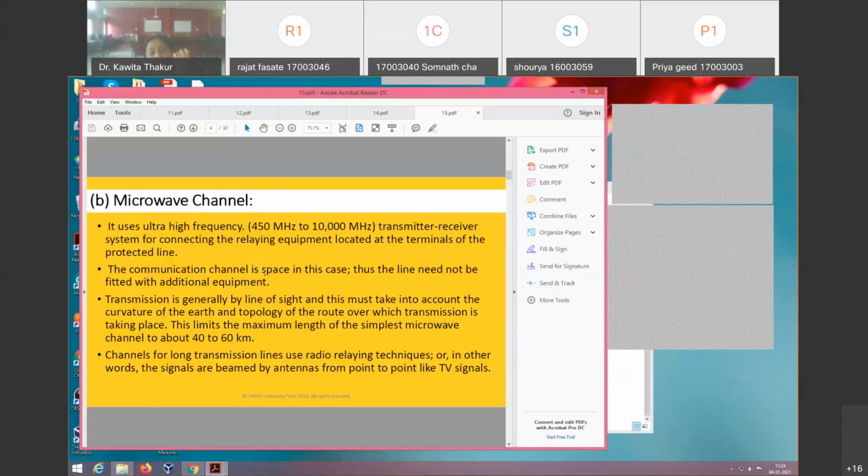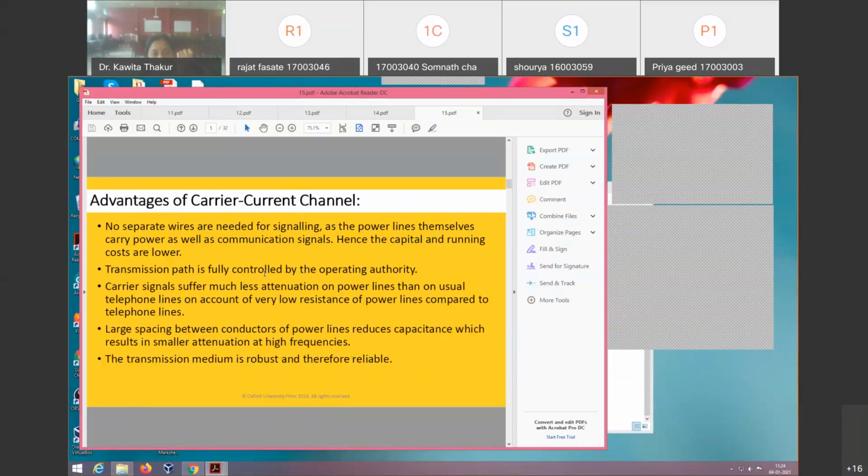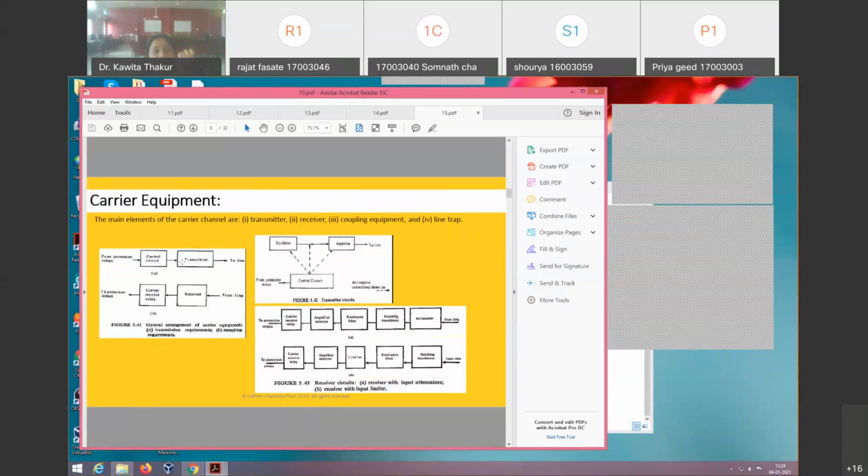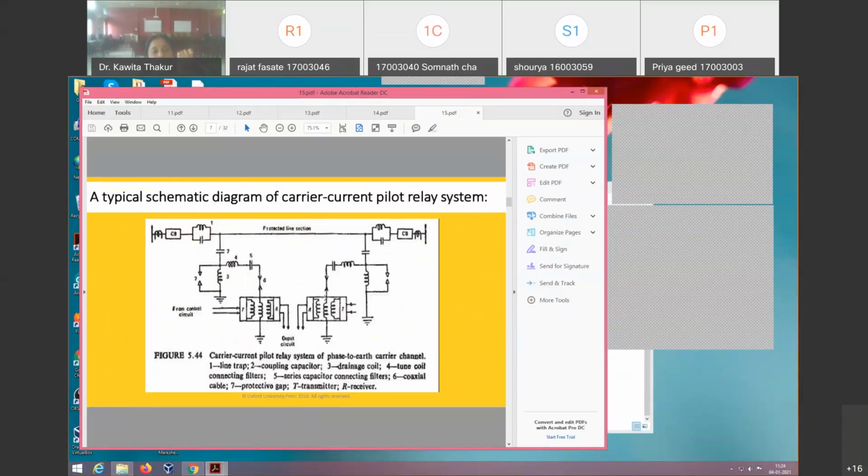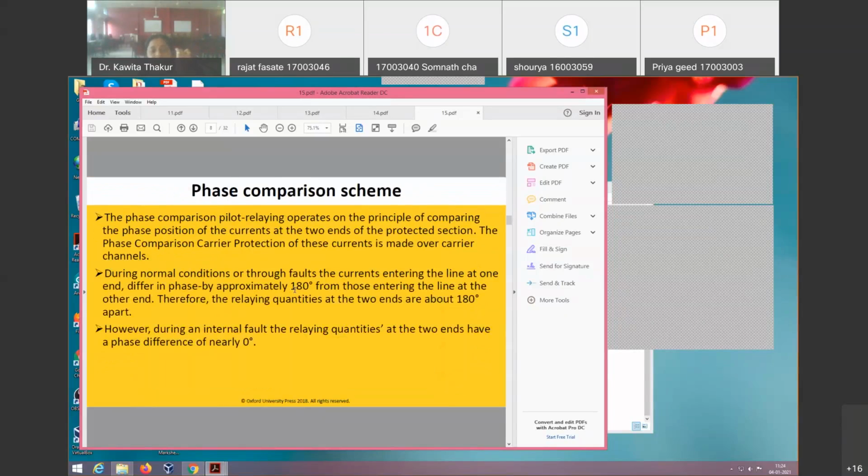The communication channel is space. Okay, this we have seen. We have seen the carrier equipment: transmitter at one end, receiver at the other end, while transmitter also at the other end. That means we have transmitter and receiver at both ends. Okay, this is our carrier aided scheme.